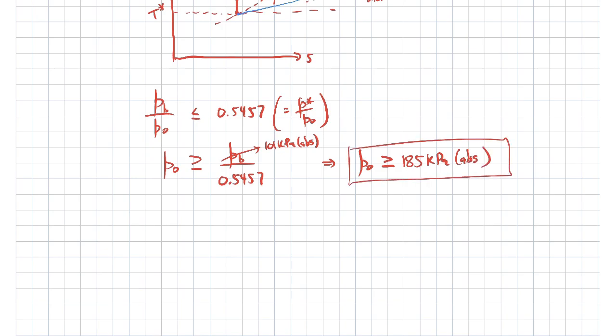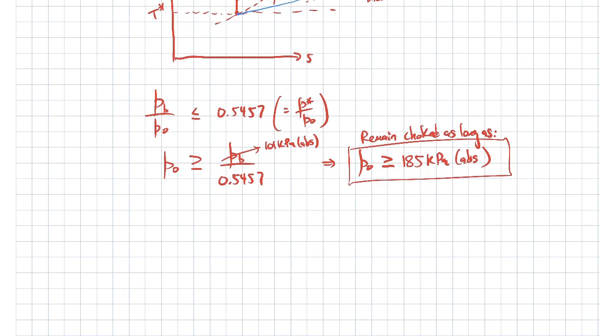So it'll remain choked as long as P naught is greater than 185 kilopascals. So it's really just going back to that expression that we started with in this problem. As long as the cartridge pressure is higher than 185 kilopascals, the flow will be choked. As soon as it drops below 185 kilopascals, the flow will no longer be choked. The Mach number at the exit will be less than 1, and then the exit pressure will be the same as the back pressure.